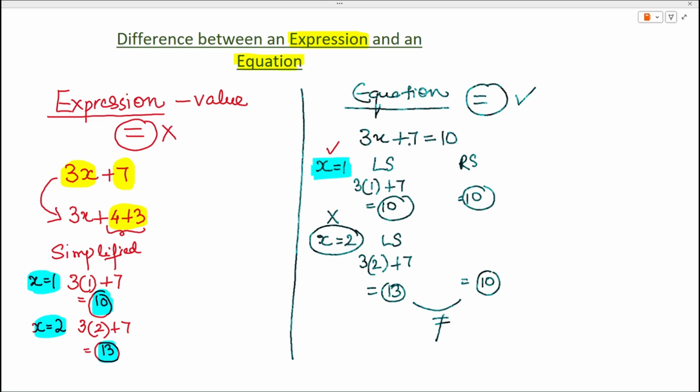Which means in an equation, we can solve for the value of x and x will only have certain specified values, which make the left hand side of the equation equal to the right side of the equation. But for an expression, we can keep taking as many values of the variable as possible and we can keep getting different values of the expression.